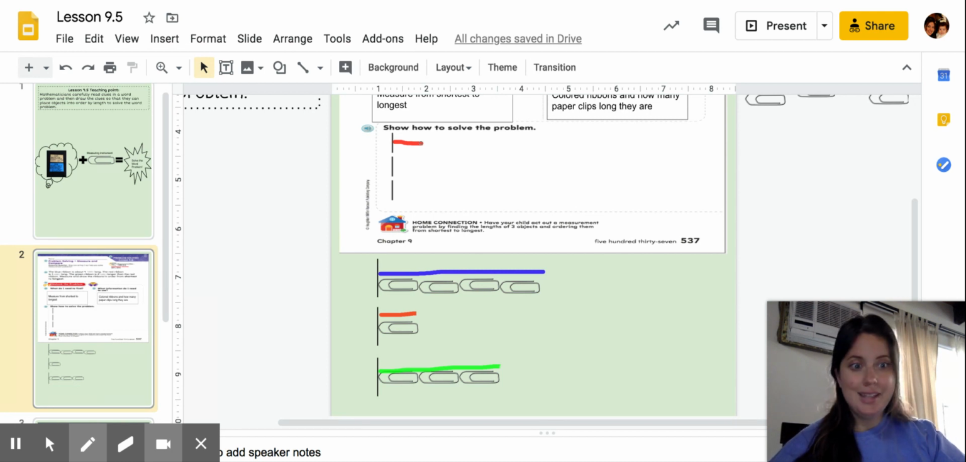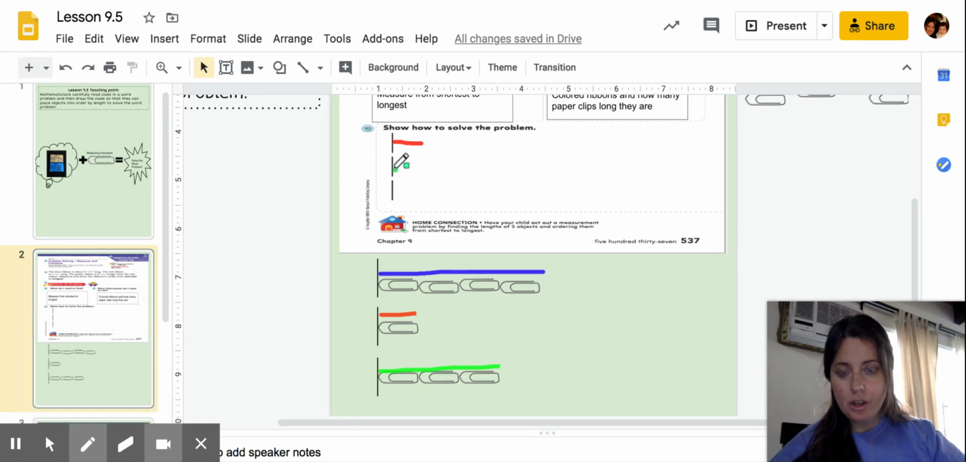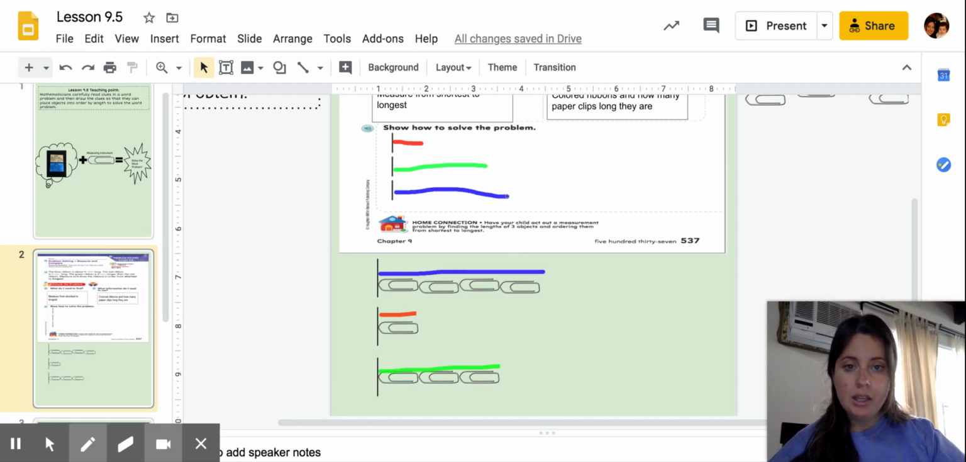And then what comes next? Well, this has 1, 2, 3, 4 paper clips, the blue ribbon, and the green has 3 paper clips. So the next one's got to be the green. So let me get my green pen and I'm going to go longer than the red. Okay. And then the blue is basically one more paper clip longer than the green. So I'm going to take my blue and I'm going to make it longer than the green.